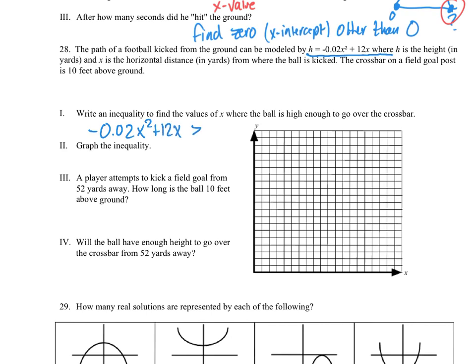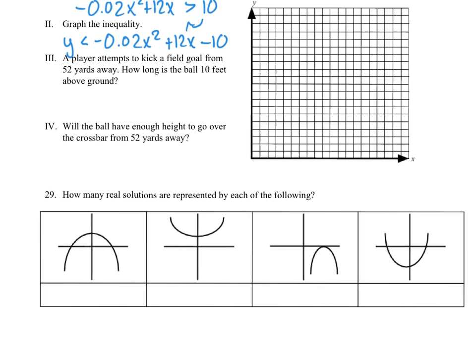But again, you need it to be greater than that 10 feet above the ground. To graph it, guys, all you're going to do is move that 10 over and put a y on that side. So it's going to be y is less than negative 0.02x squared plus 12x minus 10. And then you're going to graph it and evaluate all these things. Again, I don't have a graphing calculator, I'm sorry, but we'll talk about these on Monday. We'll just make sure we all have the right equations and stuff like that, okay?